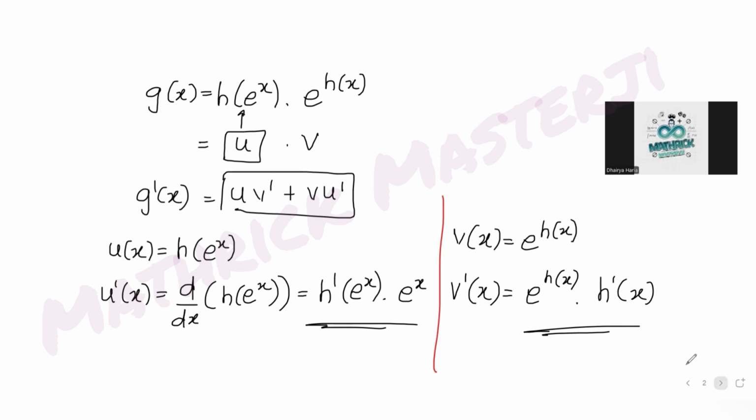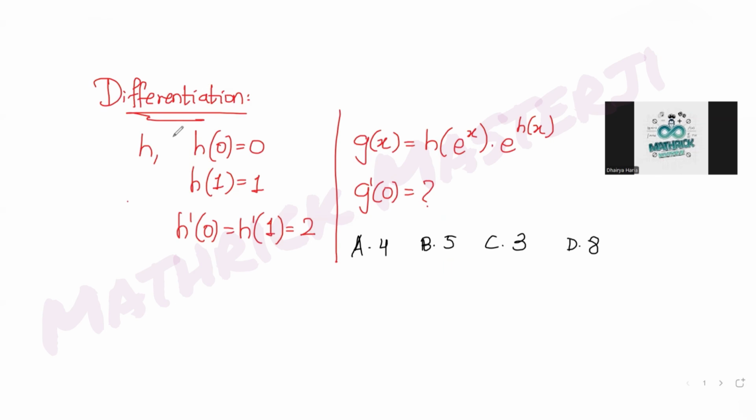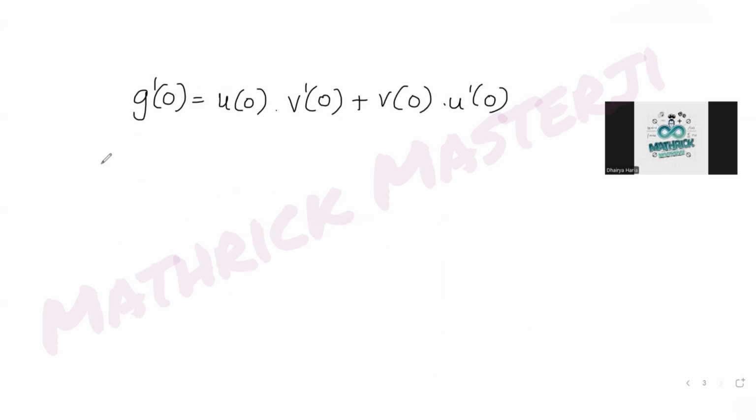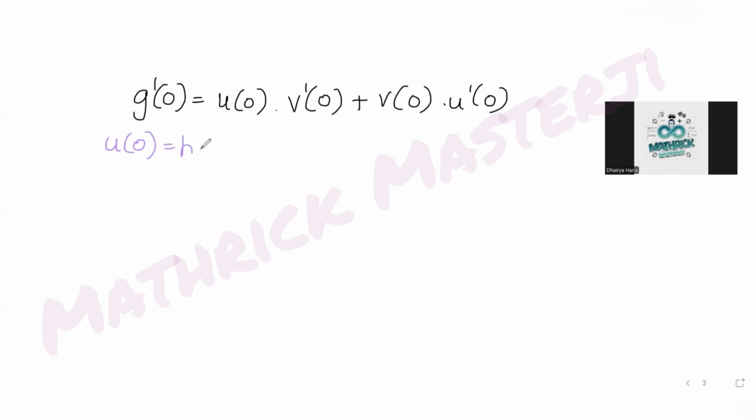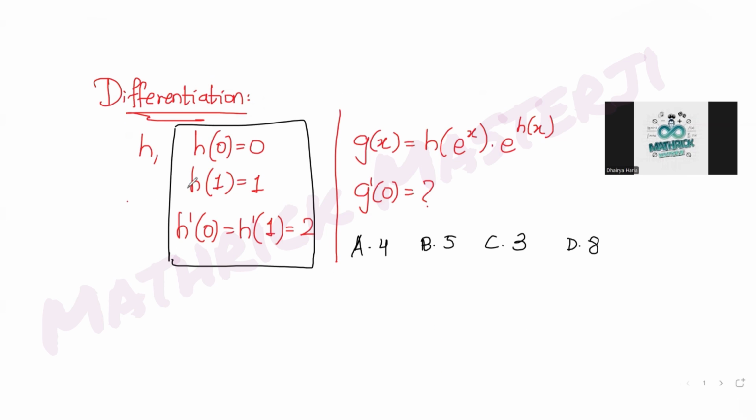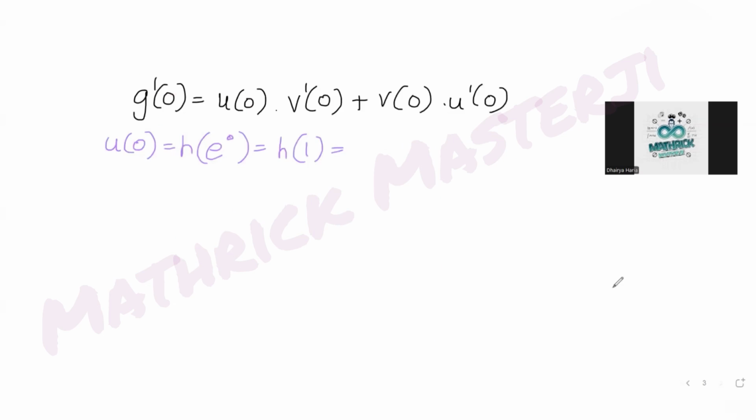So let's use that. And for the given conditions, we also know this. So we'll use these ideas as well. So if I use the idea, u of 0, if I want to find, I already have u of x with me, which is this. So I will write 0 instead of x. So I get h of e raised to 0. And e raised to 0 is nothing but 1. So that gives me h of 1. And h of 1, if I see, it is nothing but 1. So I get this answer as 1.